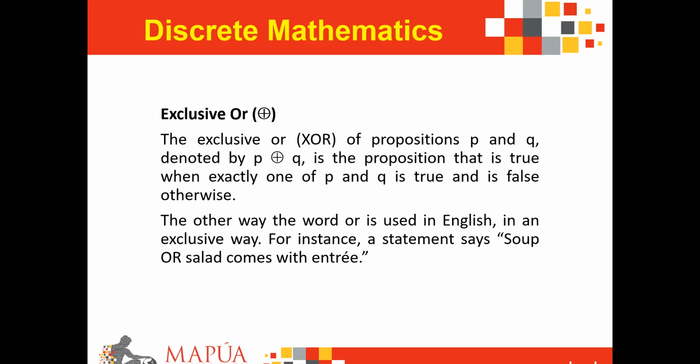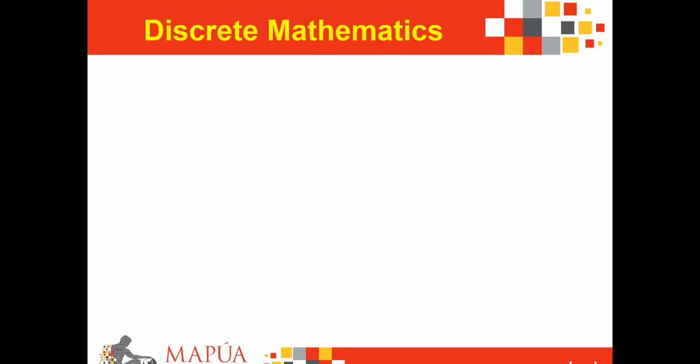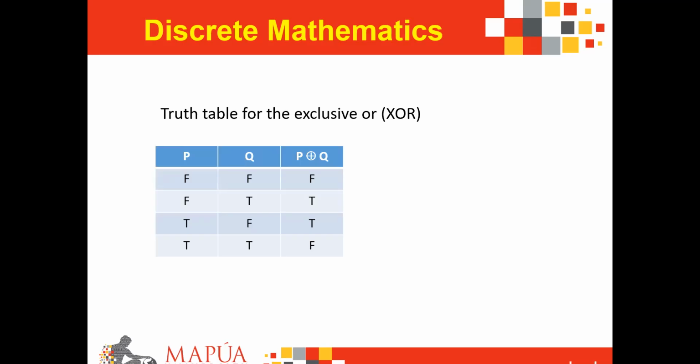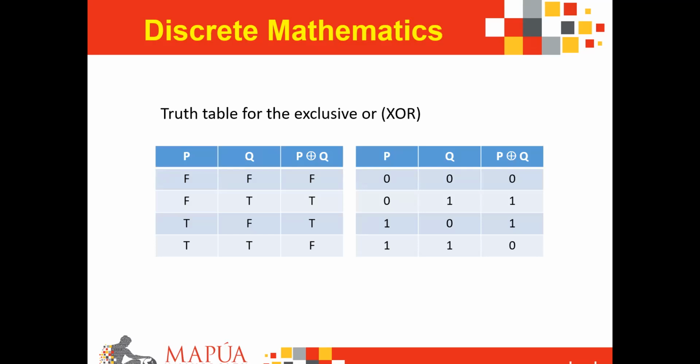The other way the word OR is used in English is basically an exclusive manner, which is applied for exclusive OR. This particular statement is one such example. Soup or salad comes with your entree, meaning you could only have either the soup or the salad with your entree. And it's implied that you cannot have both soup and salad. Hence, the truth table defining your exclusive OR is given off by this truth table and this logical truth table.